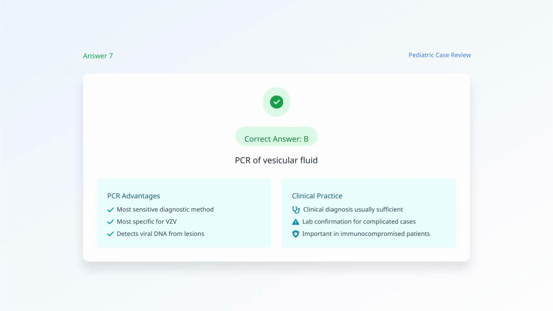PCR testing of vesicular fluid is the most sensitive and specific diagnostic method for confirming varicella infection. However, in most immunocompetent children, the diagnosis can be made clinically based on the characteristic appearance and distribution of the rash. Laboratory confirmation becomes more important in complicated cases, atypical presentations, or immunocompromised patients.